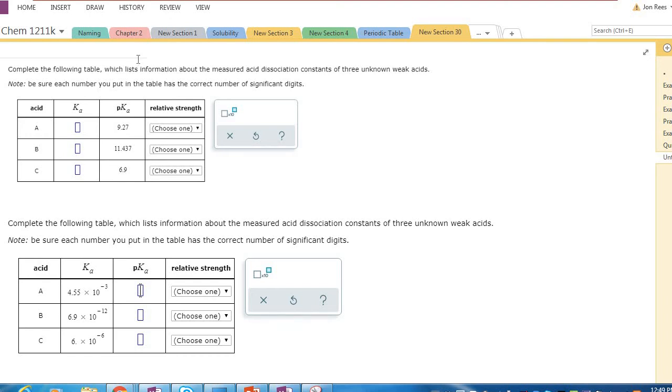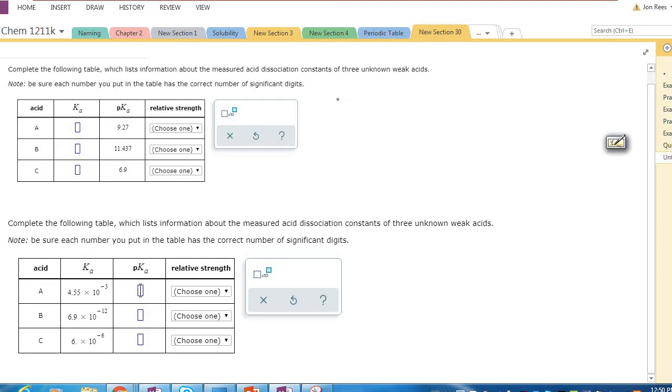Okay, a question has come up over a problem such as this in Alex. I think the math is easy. The issue is getting the right number of sig figs. So in this first table right here, we're given the pKa, and we're asked to calculate the Ka and to get the relative strength of that particular acid. These are not terribly hard to do.